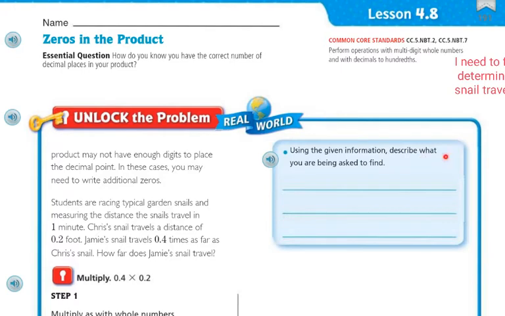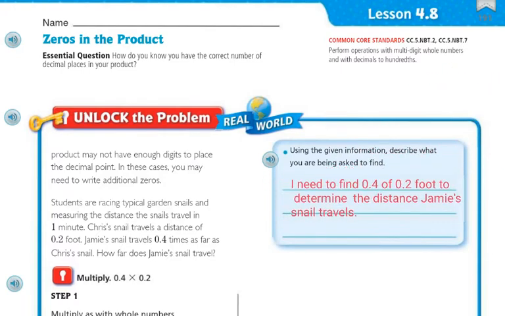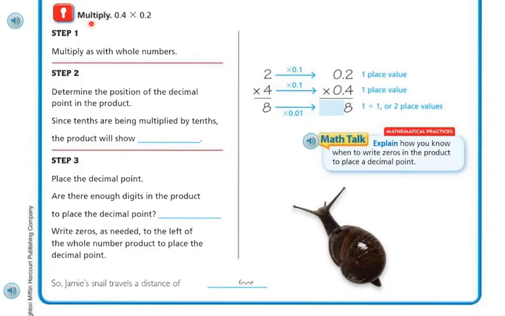Let's use the given information and describe what we're being asked. We need to find 4/10 of 2/10 of a foot to determine the distance that Jamie's snail travels. Let's multiply 4/10 times 2/10. Step one, we multiply with whole numbers. 2 times 4 is 8. Easy, right? Then we determine the position of the decimal point in the product.